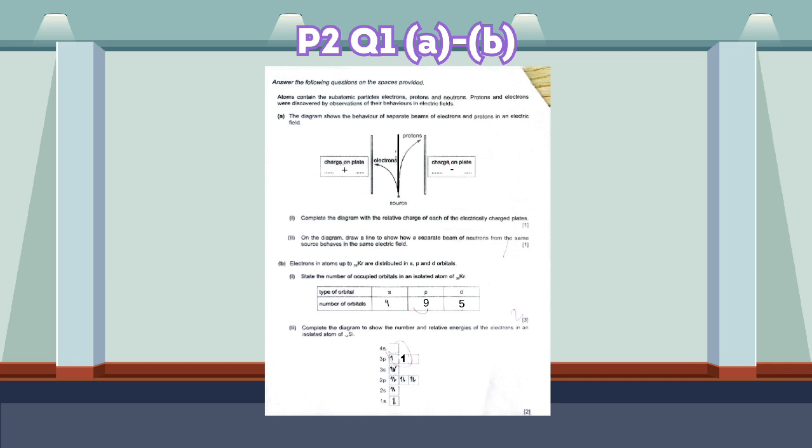And then for the B is the number of orbitals from an atom of Kr 36: the number of orbitals in s is 4, in p is 9, in d is 5. And then for the B2, complete the diagram to show the number and relative energies of the electrons in an isolated atom of silicon: 1s2, 2s2, 2p6, 3s2, and 3p2.